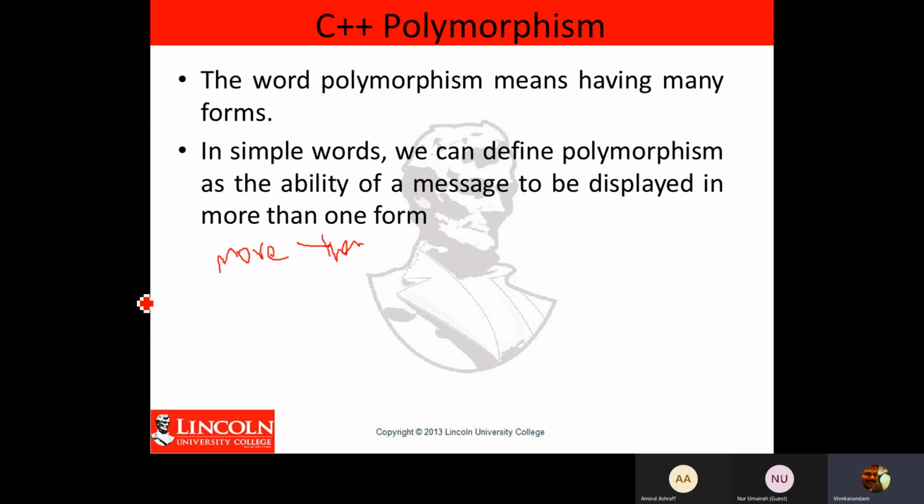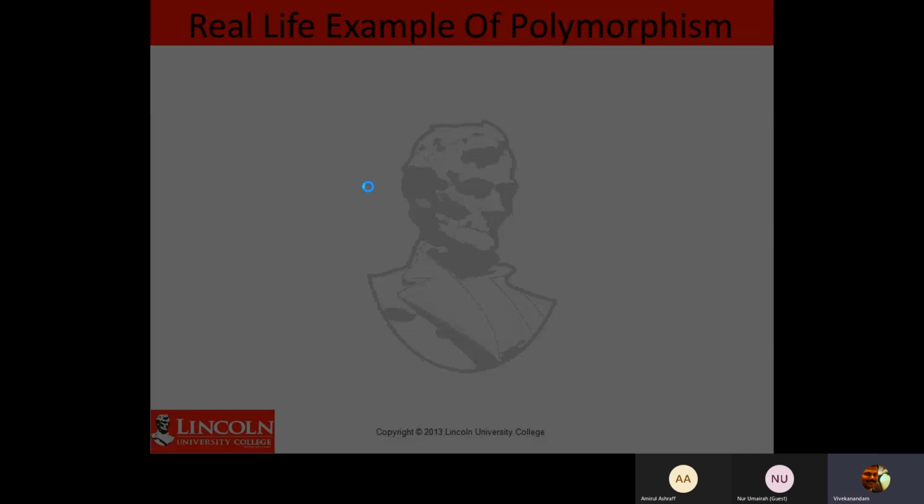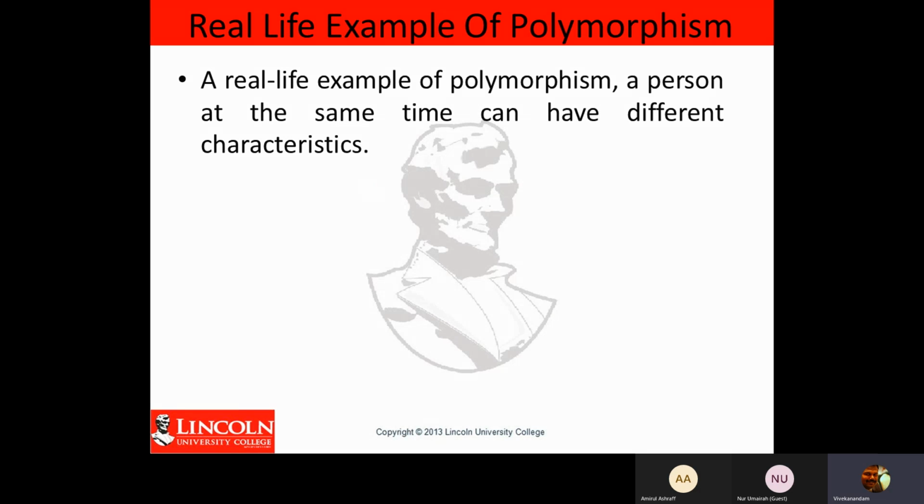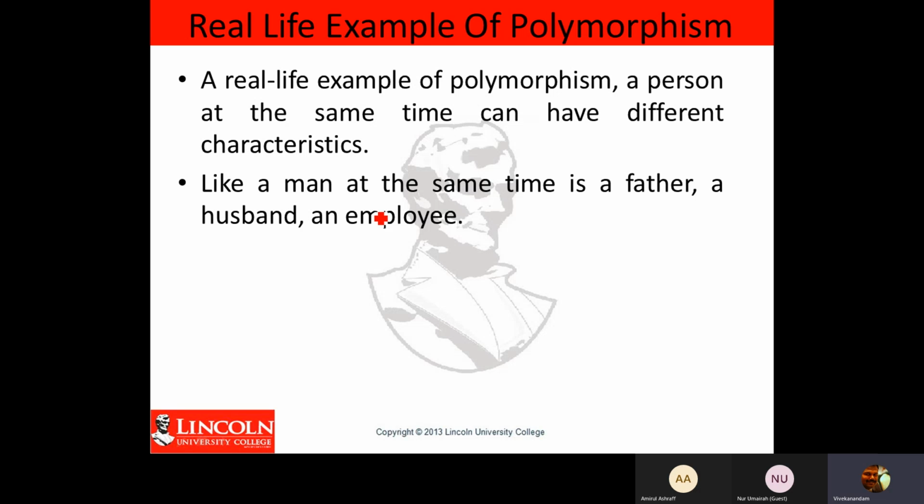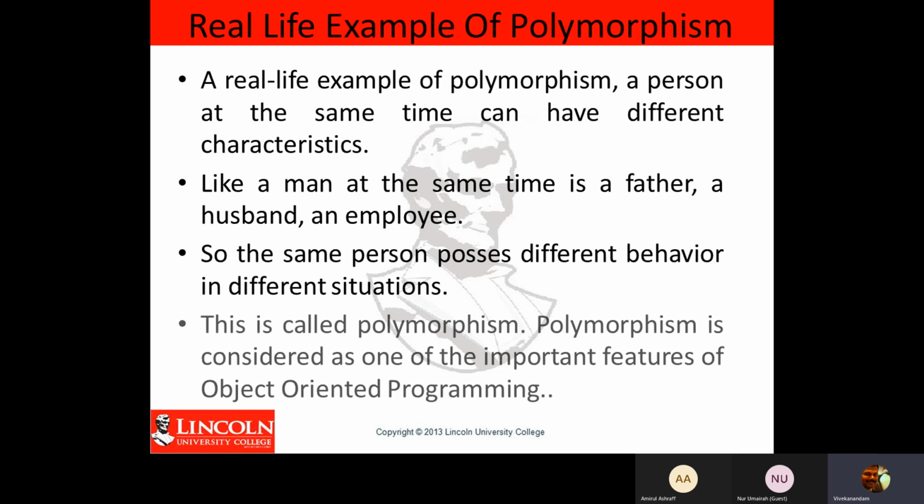I'll give you an example. What is one name with different working? The real-time example of polymorphism is a person who at the same time can have different characters. Take me as an example. I'm a man, I'm human, with one name, Vivek, but I have different work. Currently I'm a lecturer, I'm working as a lecturer.